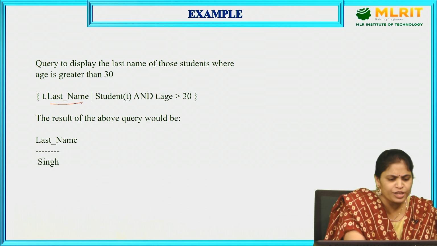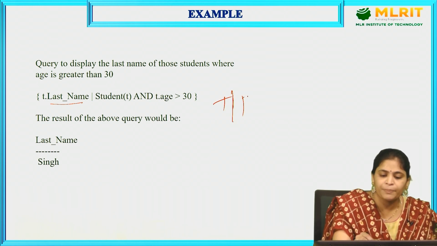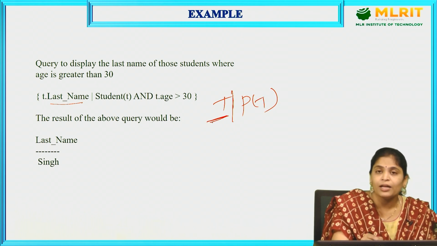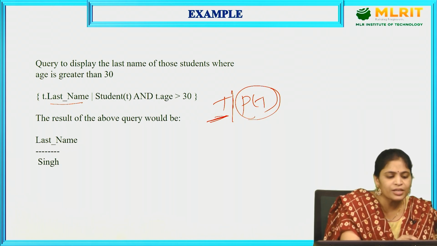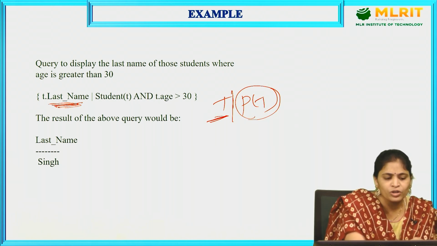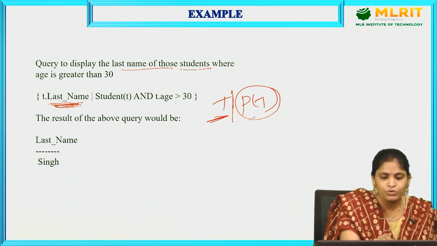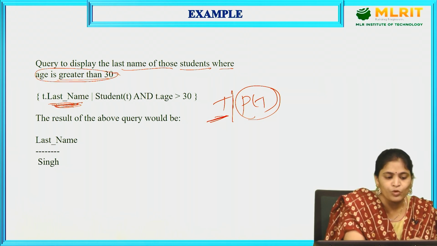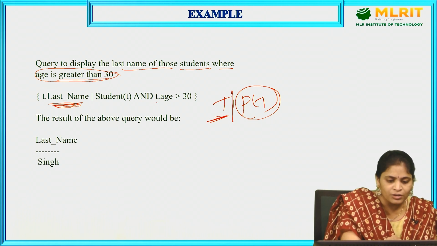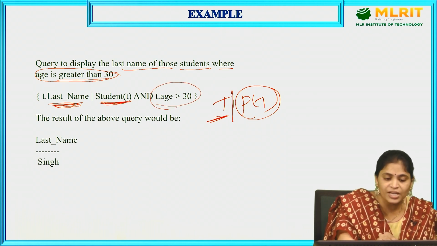See, t.last name. How do we represent this using TRC? TRC means {t | P(t)}. Here t is whatever rows we are going to retrieve, based upon a condition. What am I going to retrieve? The last name. Why? Because the query is to display the last name of those students where age is greater than 30. This is the condition. So, I am going to retrieve the last name from the student table, and based upon the condition, whose age is greater than 30.